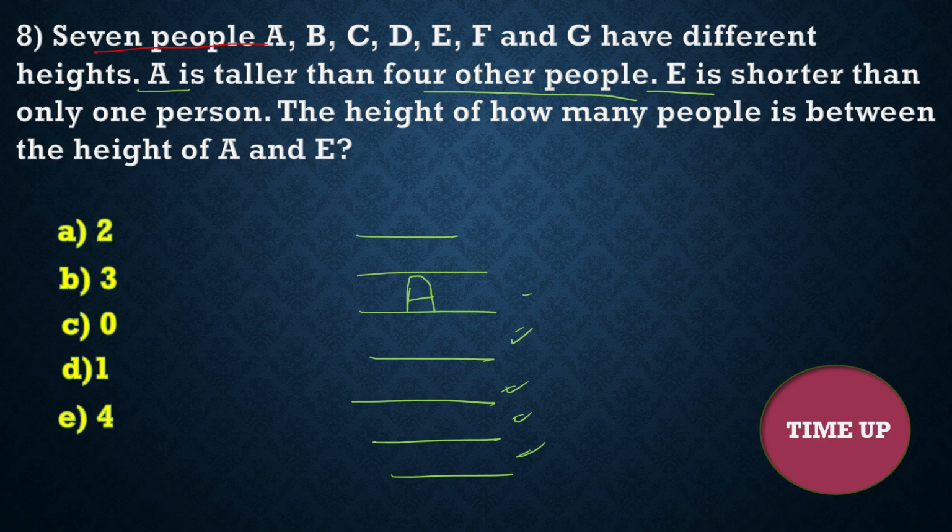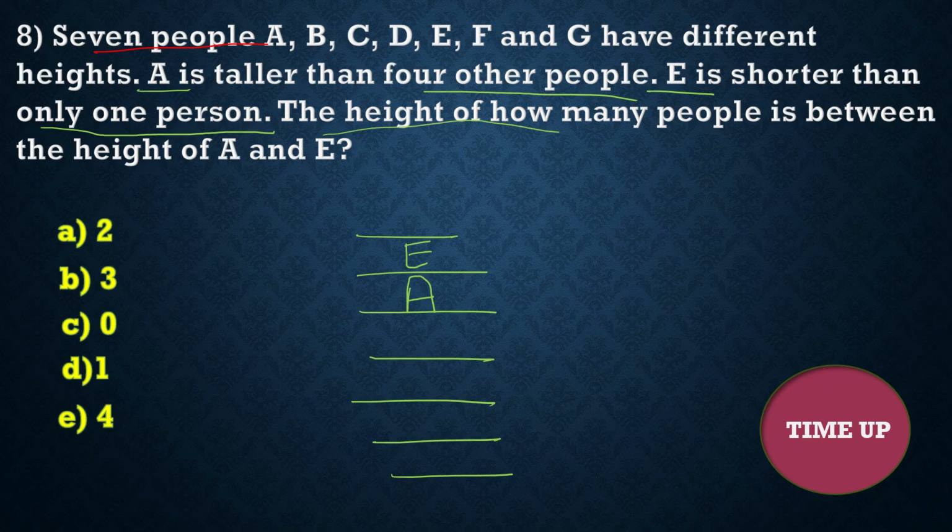E is shorter than only one person. That means I should place E here. Correct? If I place E somewhere here, okay, here or here, E will be shorter than 1, 2, 3, 4, 5, 6. Correct? So we want E is shorter than only one person. So that's why I've placed E at the second position.